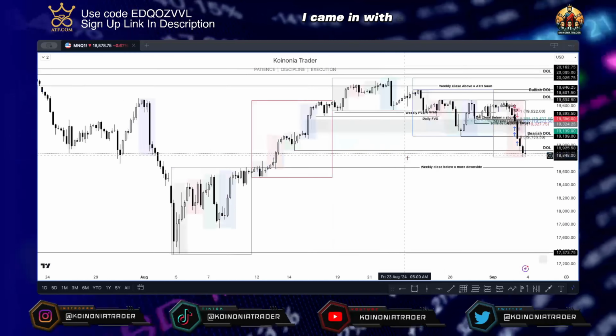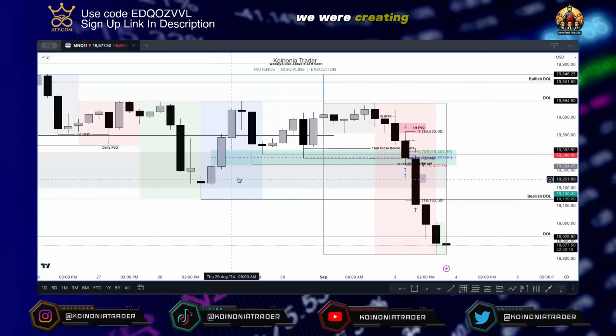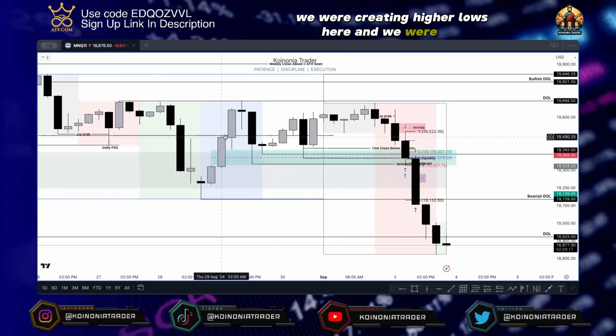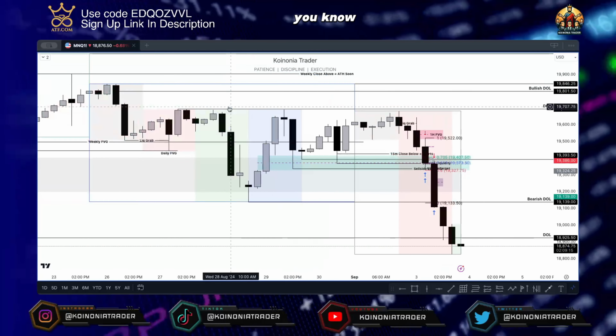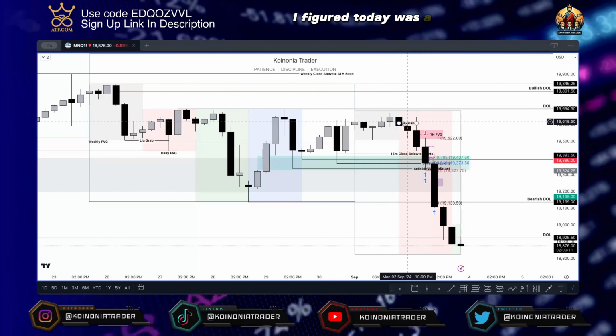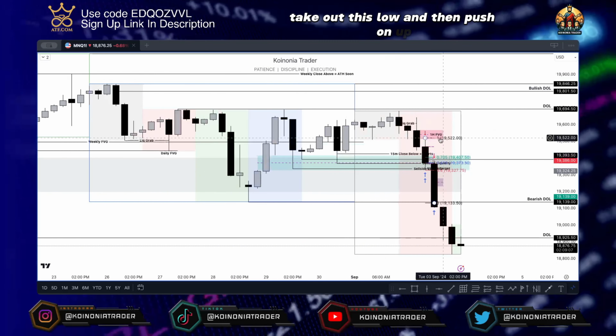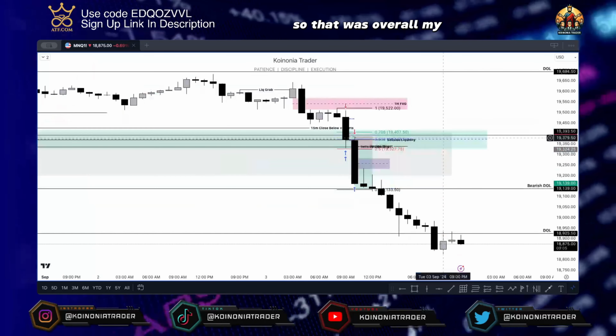I came in with a bullish bias overall because we were creating higher lows here, and we were consistently making these relative equal highs. So I figured today was the day that we were going to drop down, take out this low, and then push on up. So that was overall my bias.